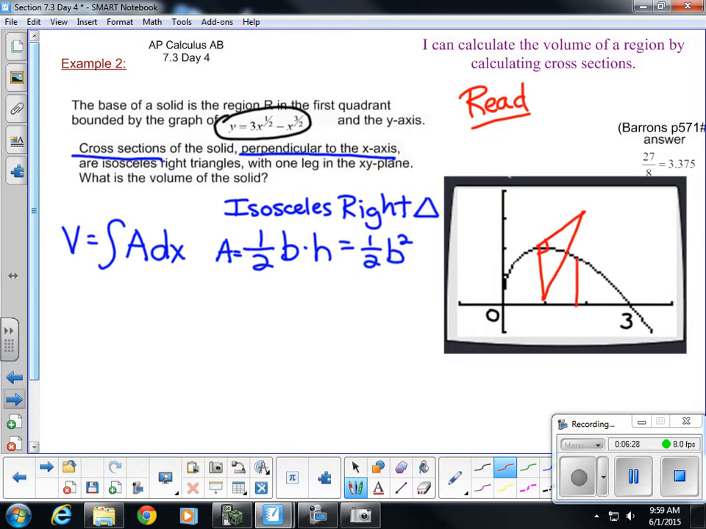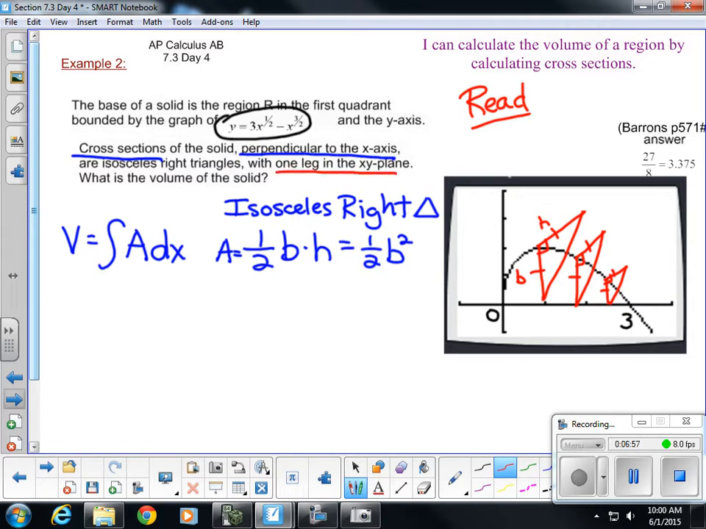So here is another right triangle, and these are the legs of the triangle. This is your base, this is your height, but they're equal to each other. Here's another right triangle, base and height, all standing up on top of this area. And we want to calculate that volume that is created by those right triangles that are the cross sections.